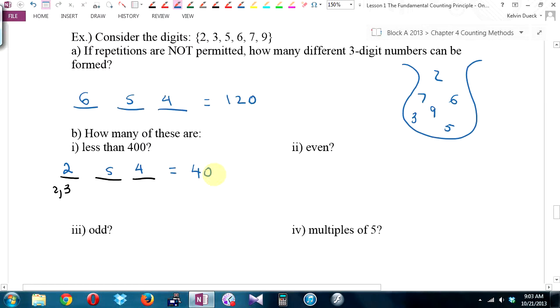By the way, Jake, can you go back to the previous question? How many 3-digit numbers were there without repetition, grand total? 120. How many are less than 400? 40. How many are bigger than 400? 80. Gotta be, right? I mean, that's all that's left. So sometimes you'll have also found the opposite by subtracting.